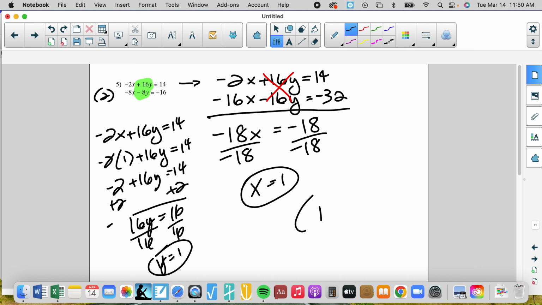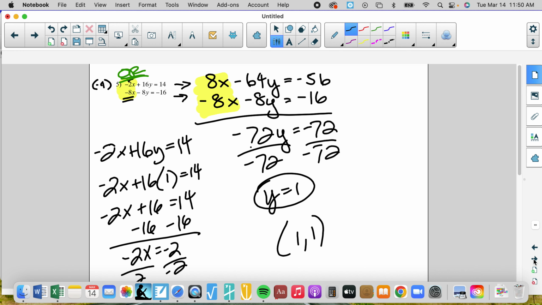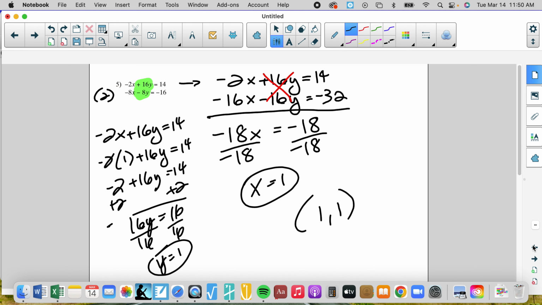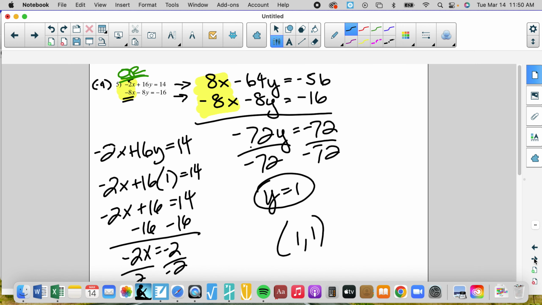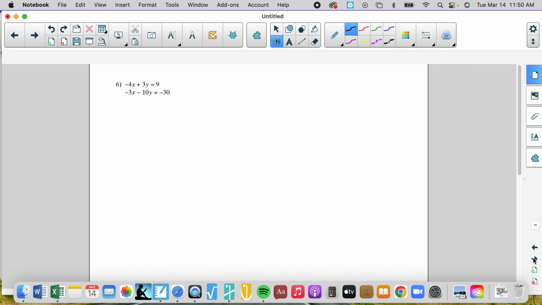So it doesn't matter which one you cancel out, you're always going to get the same answer. We canceled out the y's, which gave us the x first, and then plugged back in to find the y. In this instance, we canceled out the x's, got the y, and plugged it back in to get the x value. So still the same answer. It doesn't matter. All right.